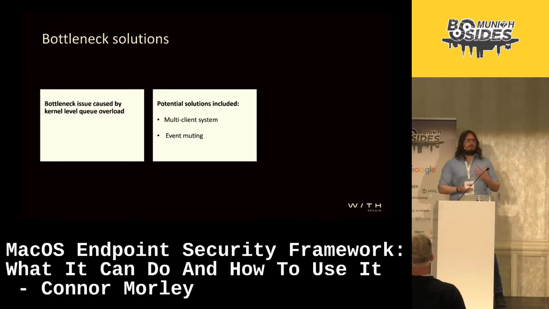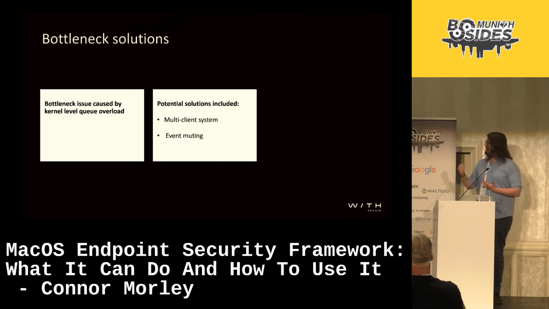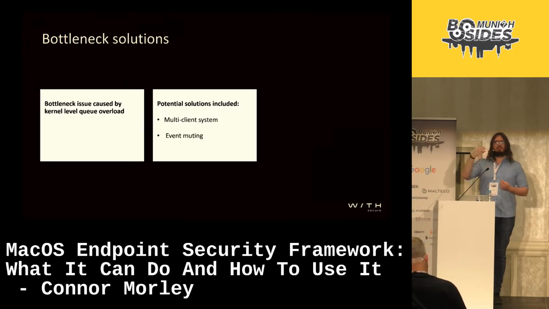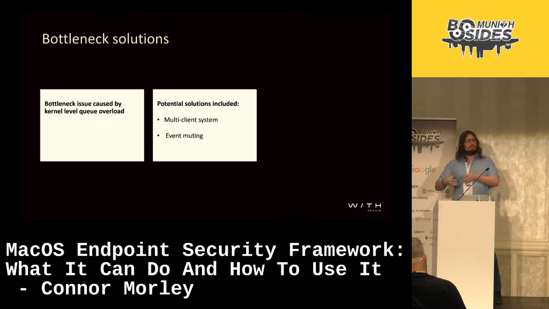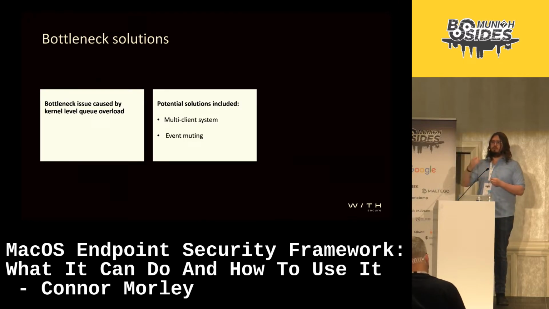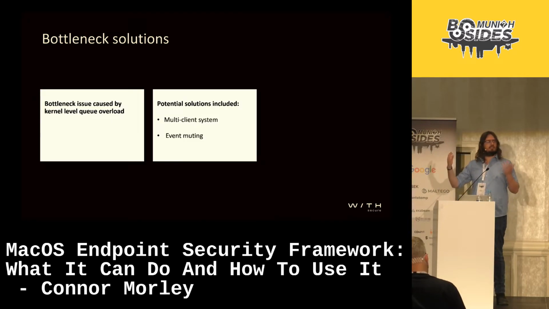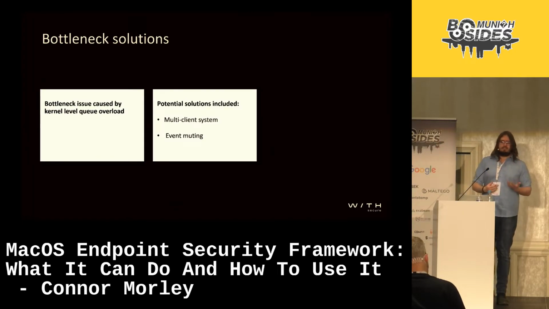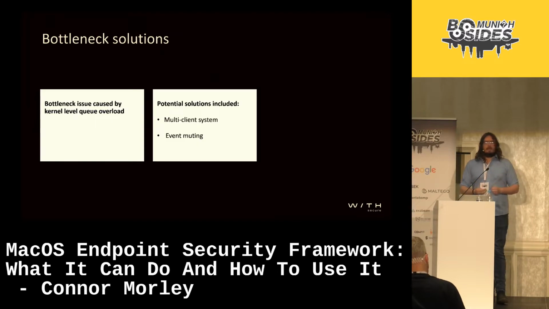Event muting is a function that was built into ESF. What it does is it allows for specification for events to be dropped inside the kernel extension space. What this means is that through process path or process token, you can specify particular event types to be dropped on the kernel side and not published into the event message queue inside the kernel extension. Because of this, it means that you can avoid overloading.